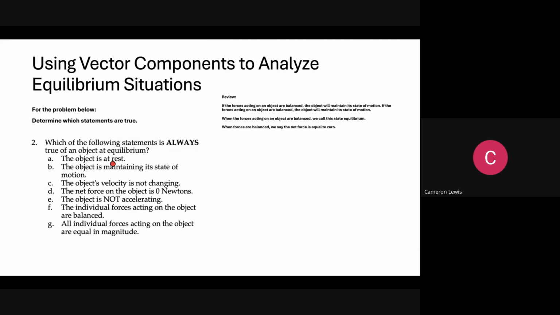Because an object can be at rest or it can be doing what? What's the next one? Or what are we talking about? Maintaining its what? Equilibrium? Speed? Read it. It's maintaining its state of motion. Yes, maintaining a state of motion. So are we saying A is true or false?